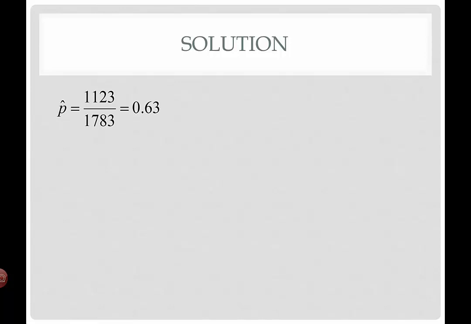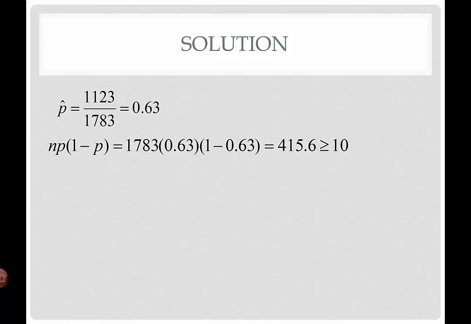First we need to find our p hat, which is x, which was 1,123, over n, which was 1,783, and we get 0.63. Now we need to see if we have a normal distribution. So we take n times p times 1 minus p, which we did in the previous chapter. And yes, it is larger than 10, so it's a normal distribution.